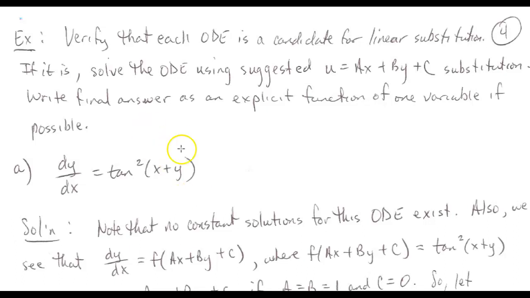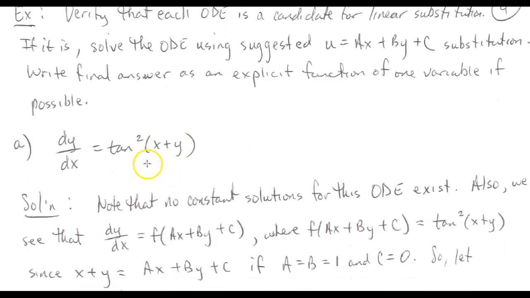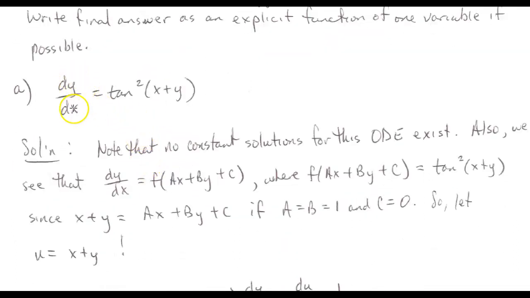All right, so for this first example here, we see that we have dy over dx is equal to tangent squared of x plus y. So as you've probably guessed, this is one that can do linear substitution here. And this x plus y is going to be what our substitution will be, because that is a linear expression that is stuffed on the inside of the function here on the right side.